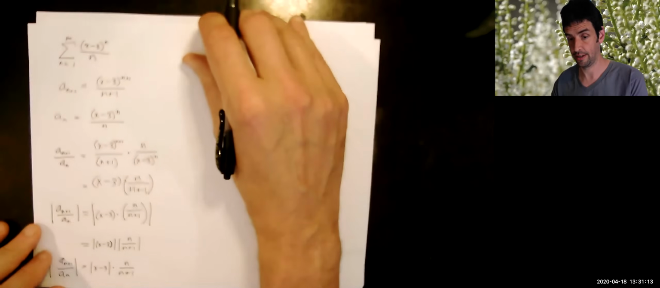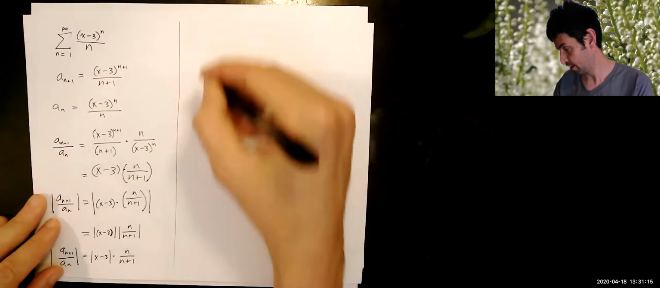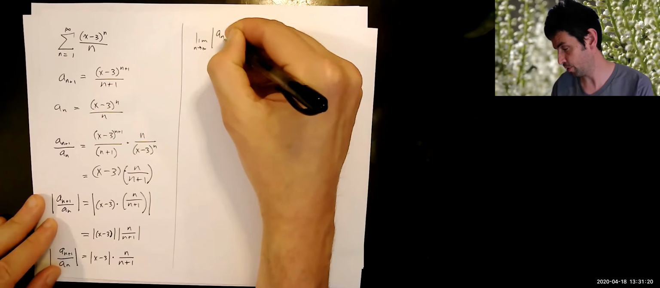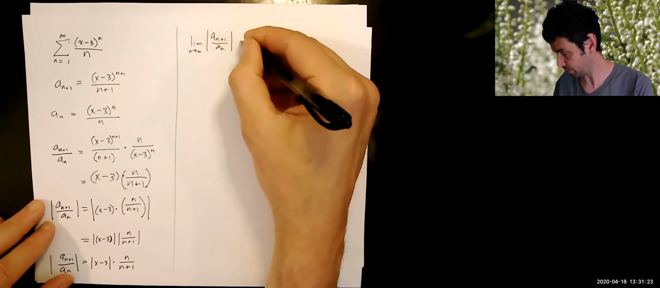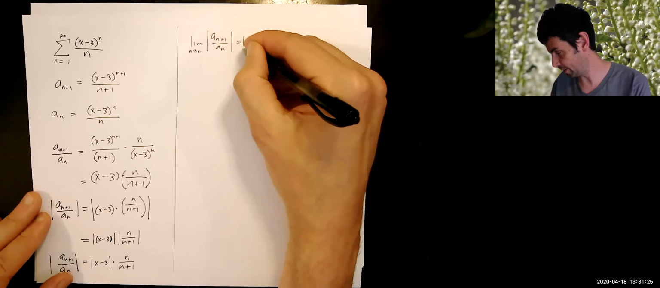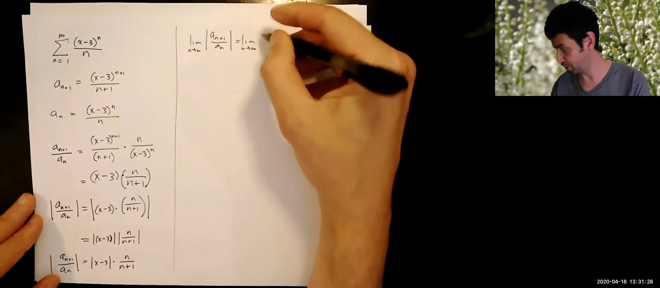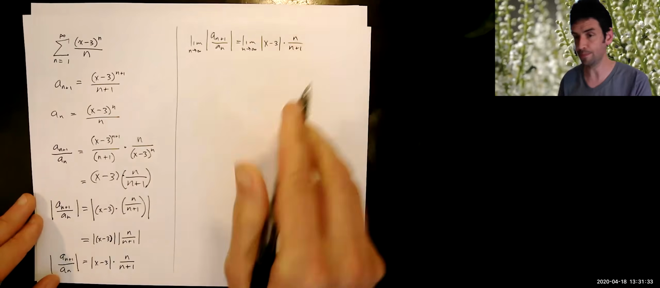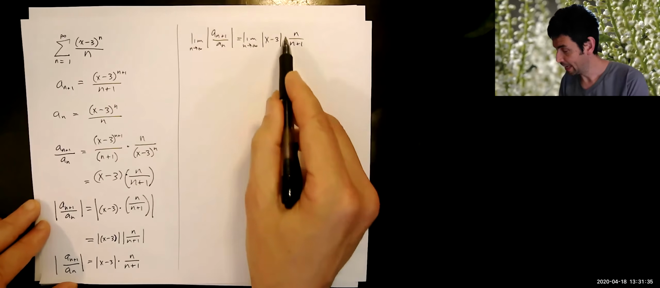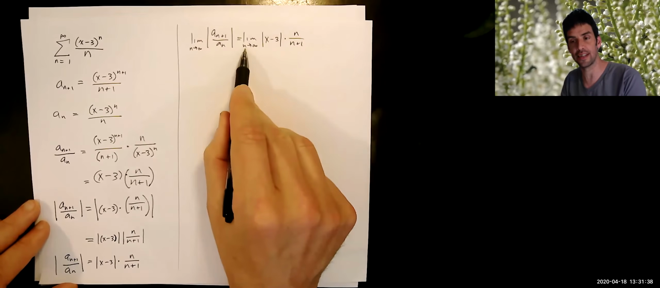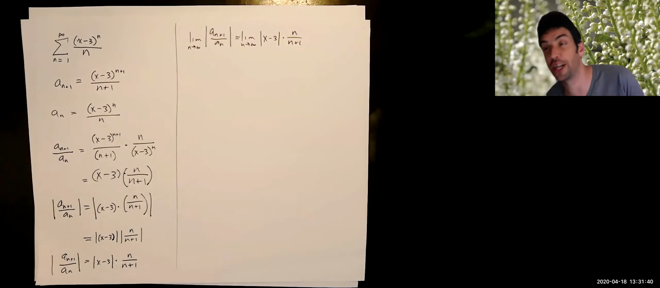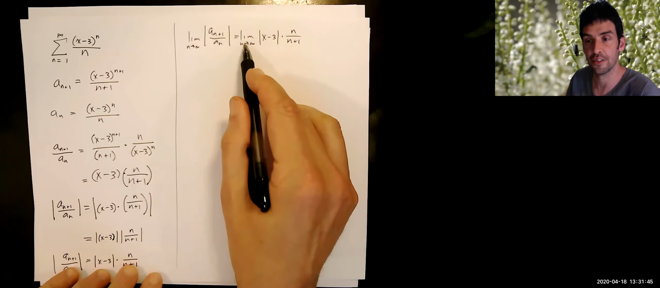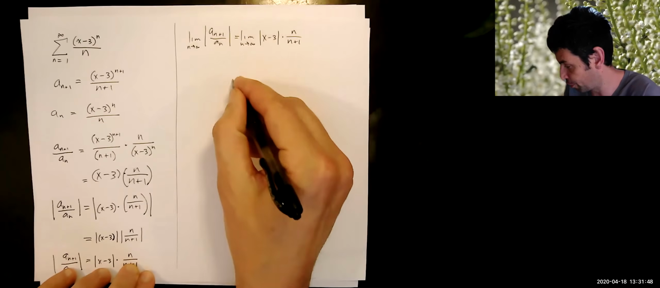So we're going to take the limit as n goes to infinity of a to the n plus 1 over a to the n, which is equal to the limit as n goes to infinity of the expression we have here, the absolute value of x minus 3 times n over n plus 1. x minus 3 is a constant as far as n is concerned. Changing n doesn't change the value of x minus 3. So this is a constant as far as this limit's concerned. I can slide it forward.